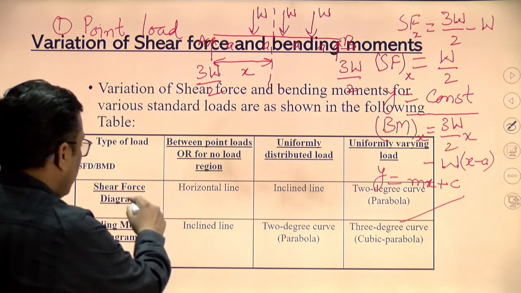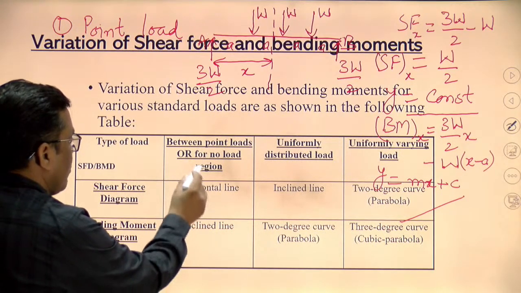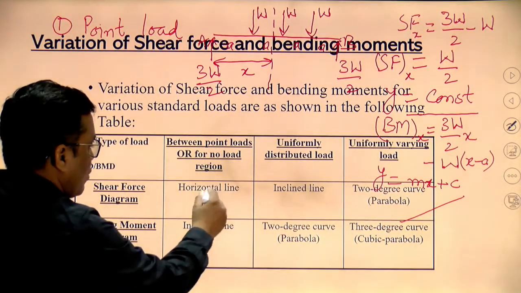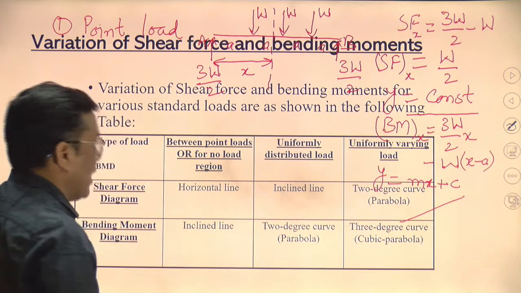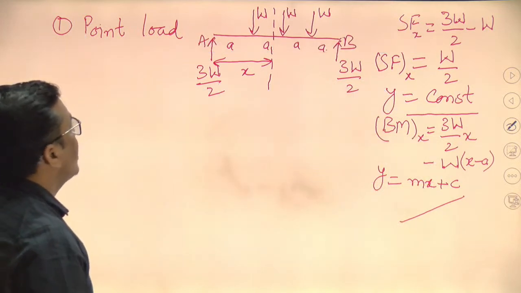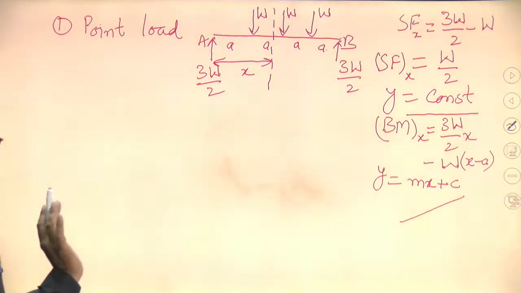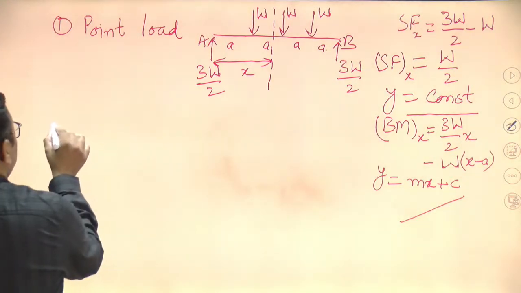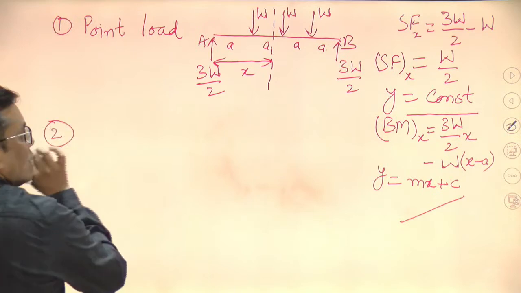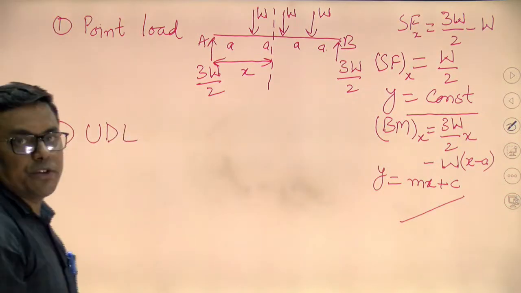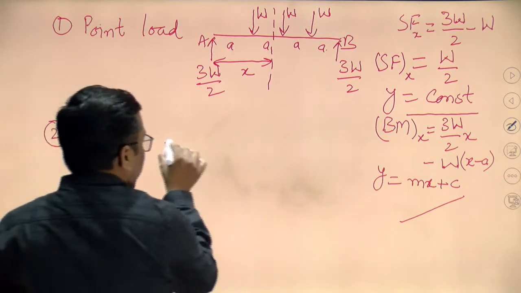Shear force diagram between point loads or in a no load region will be a horizontal line, and the bending moment an inclined line. Okay, first case is clear. Now I am coming to the second one. Second is UDL. UDL में किस तरीके का होगा भाई, shear force and bending moment diagram? That's what I am taking.